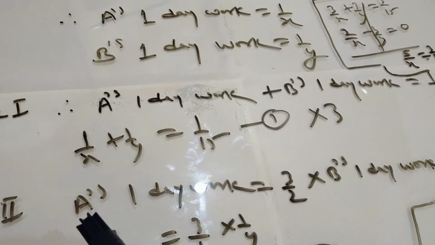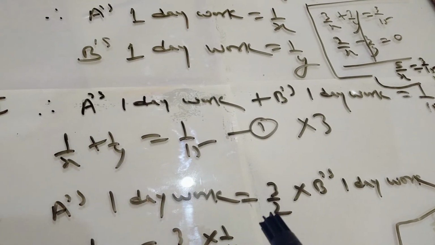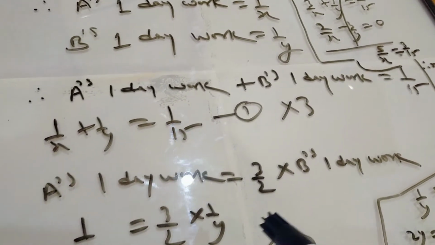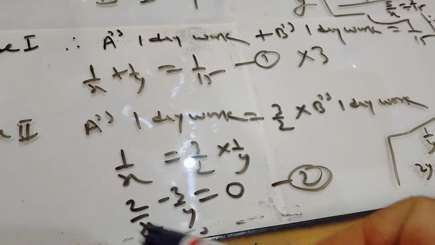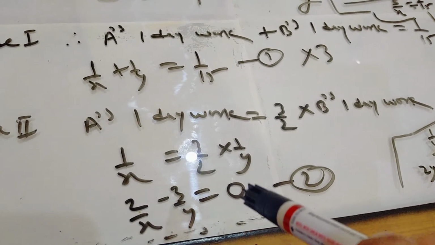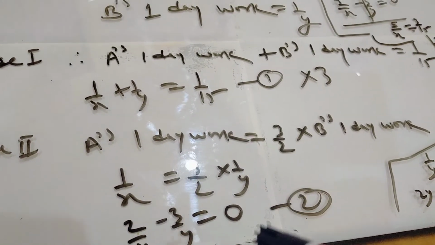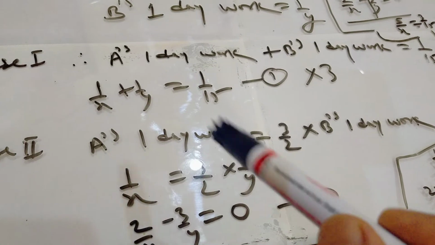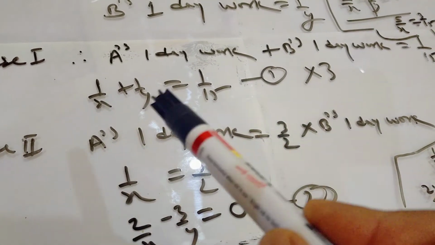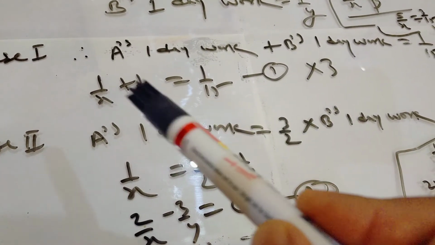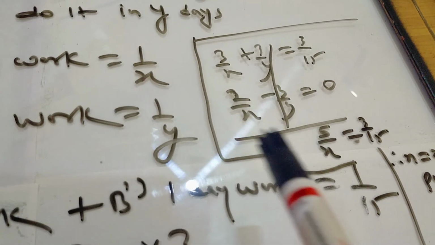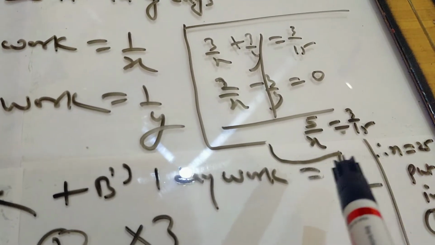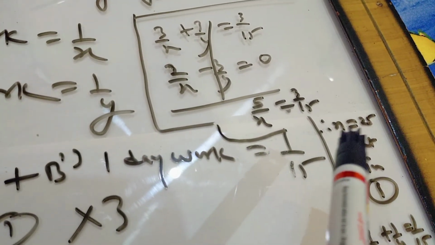Now he has given that A's one day work is 1.5, that is 3 by 2 times, B's one day work, that I have written here. I shifted this 2 to the left side, so 2 upon x minus 3 upon y is equal to 0. That is equation number 2. Now I want to use the elimination method to simplify it, so I multiply the first equation by 3. So it is 3 upon x, 3 upon y and 3 upon 15, and the second equation I have copied as it is. So I got 5 upon x is equal to 3 by 15. So here we are getting x is equal to 25.